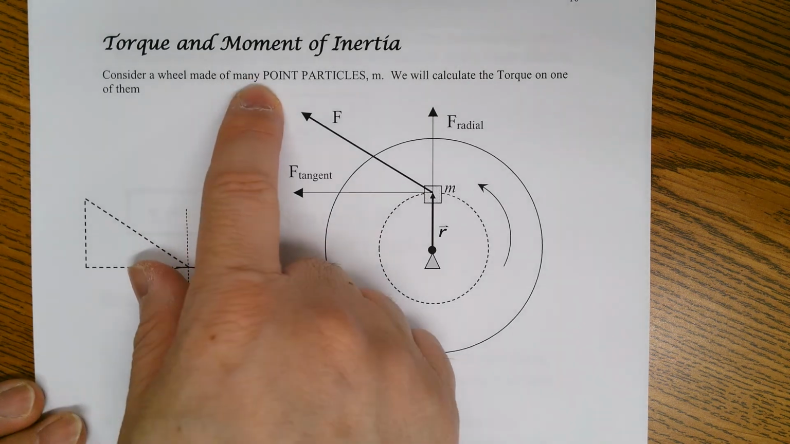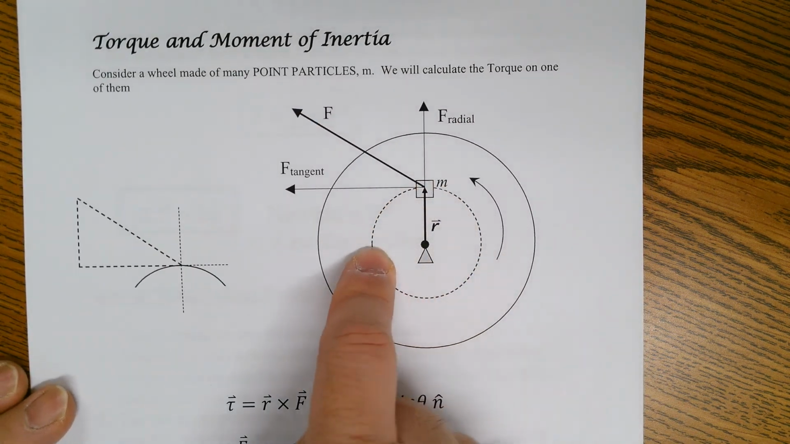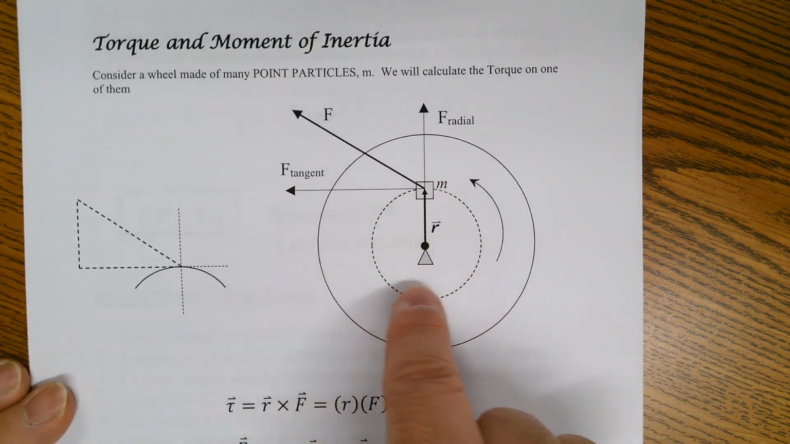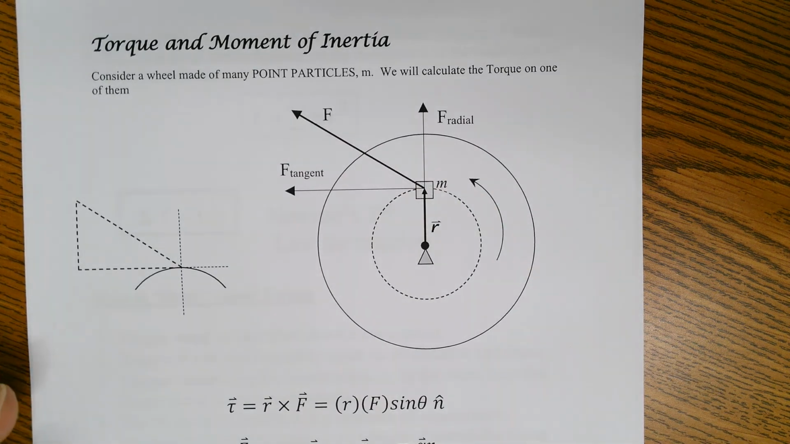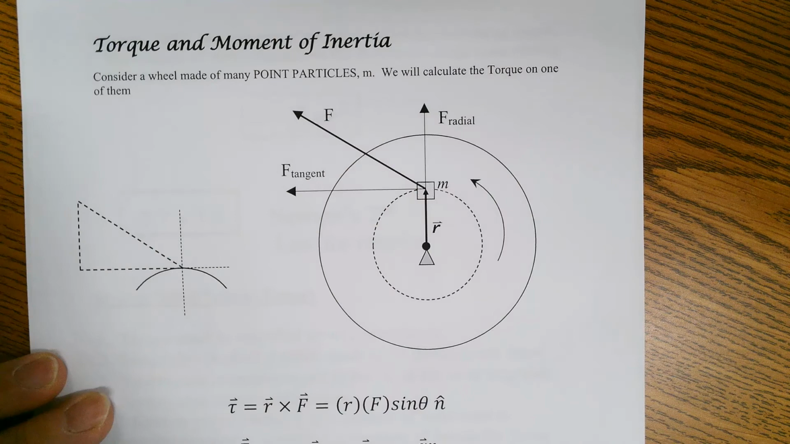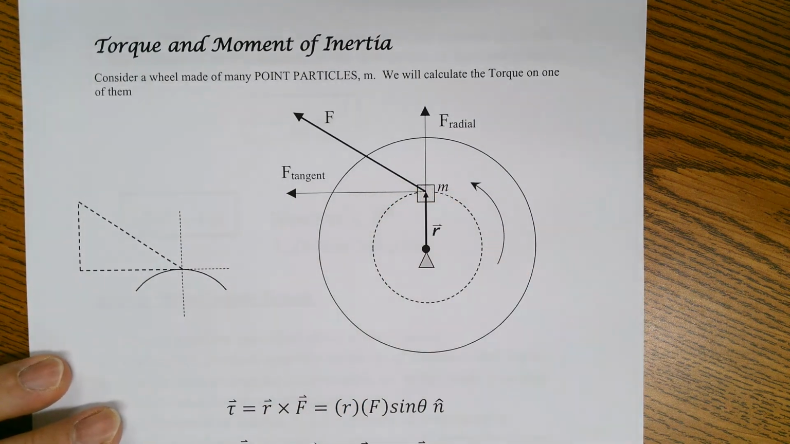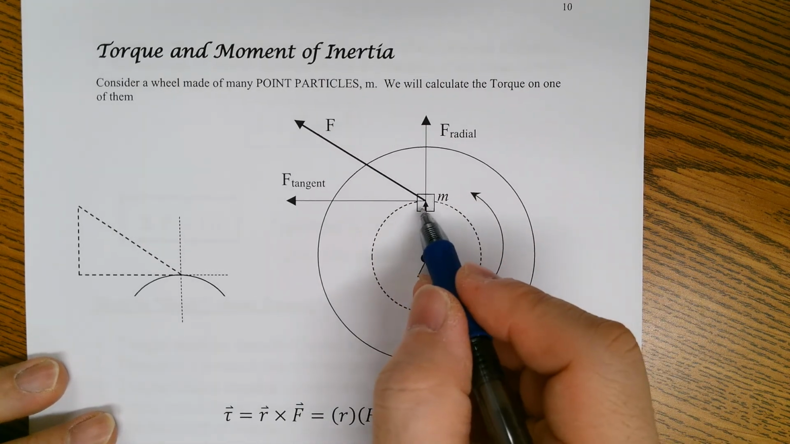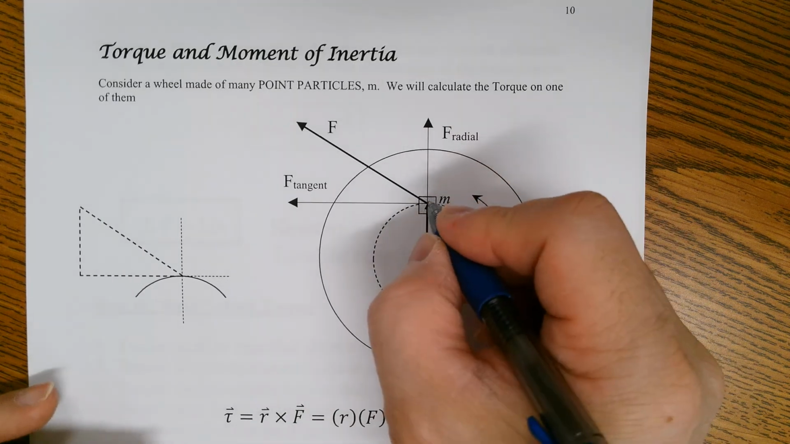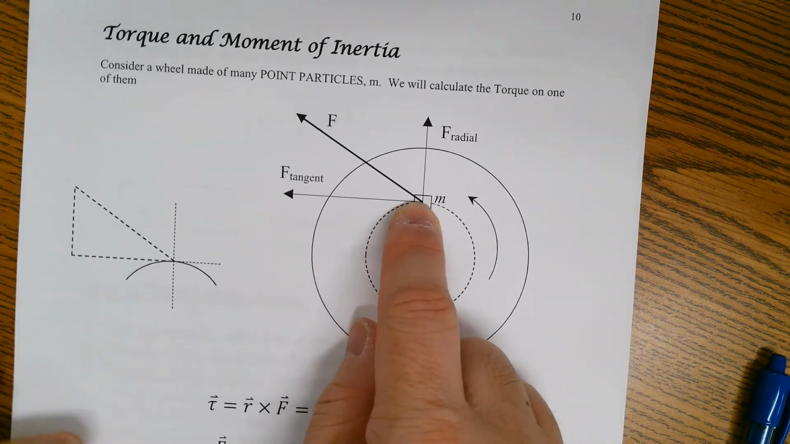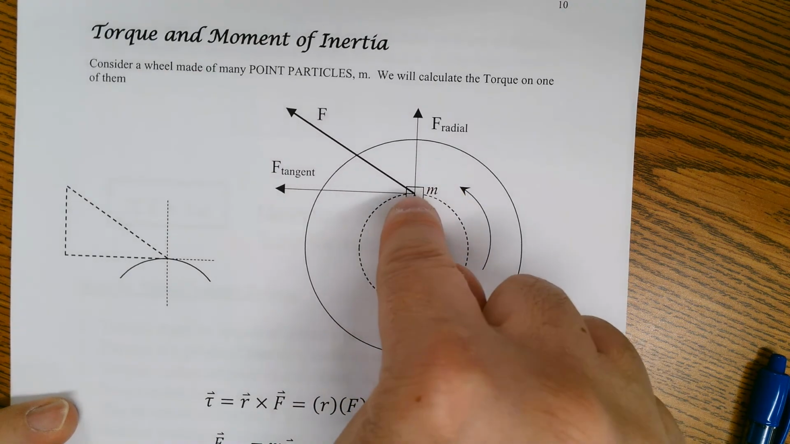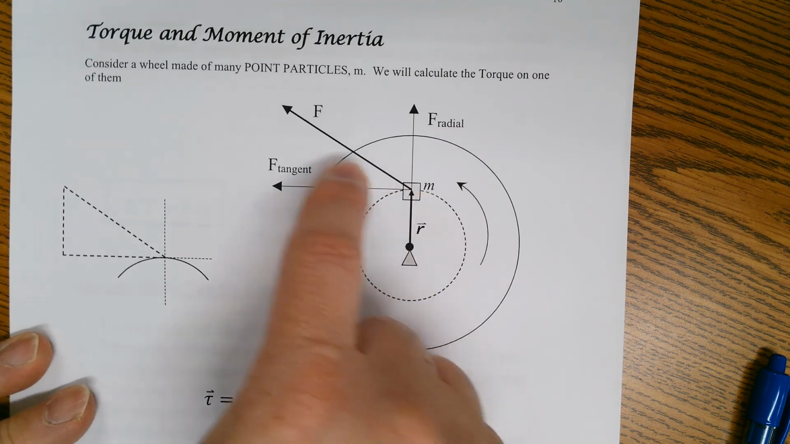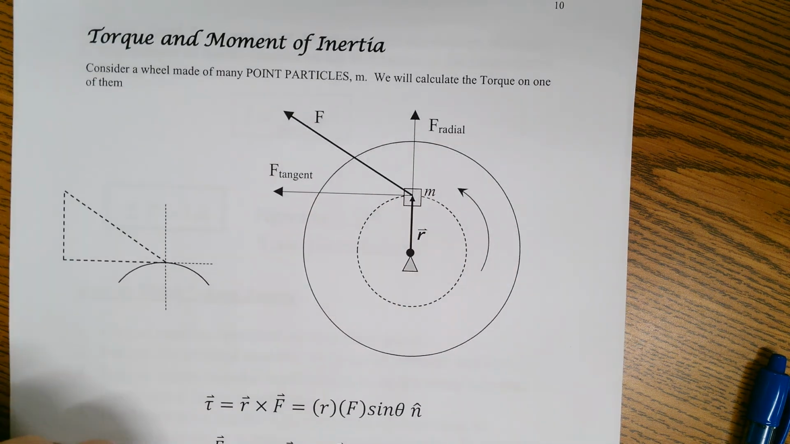Consider a wheel made of many point particles. This is actually a solid wheel, but the solid wheel is made up of many point particles. We will calculate the torque on each individual particle. So if we look at this one particle, now blown up to macroscopic scale, here we will calculate how much torque is going to be done on this particle, and then apply that to all other particles throughout the whole thing.